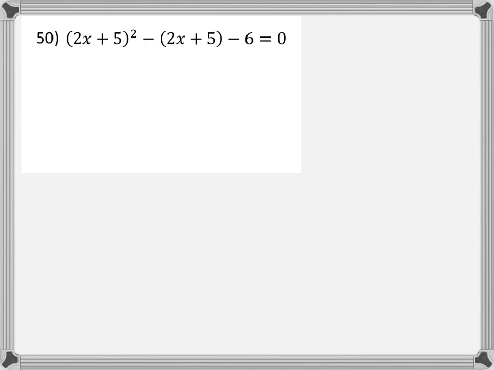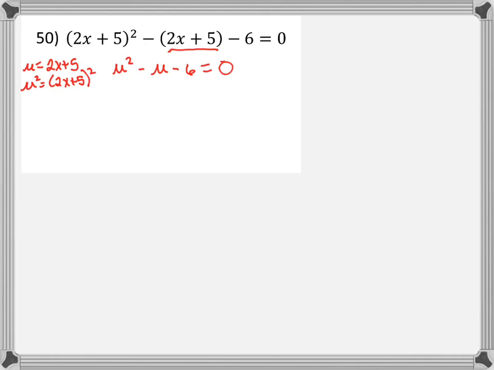Okay, let's look at something that looks more complicated. We have 2x plus 5 quantity squared minus 2x plus 5 minus 6 equals 0. Now, we could go and multiply this all out and combine like terms and then solve the quadratic equation, but we could also recognize that this is in quadratic form. I can set my u equal to my middle variable expression, 2x plus 5. And u squared will be 2x plus 5 quantity squared.